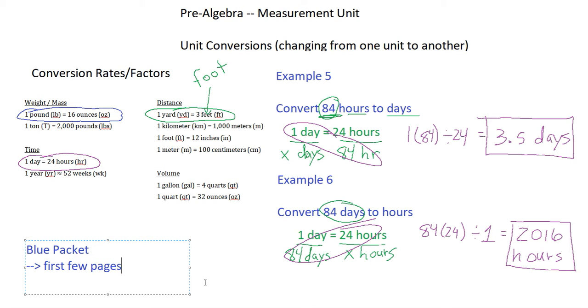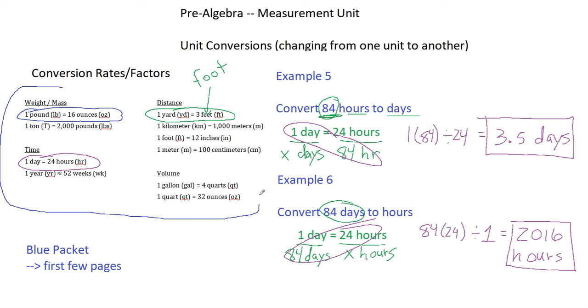You may have recognized some shortcuts because all of these examples involved a 1. You were either multiplying by a 1 or you were dividing by a 1. So some of you, if you didn't know some shortcuts before, you might have figured out some shortcuts. But remember, this way always works. Whether the numbers are easy or the numbers are difficult, this strategy of using a proportion will always work for you. So I hope that you were able to try out that blue packet with the first few pages. Again, use this little cheat sheet, this little half sheet that you have there. Use those conversion rates or those conversion factors on there.